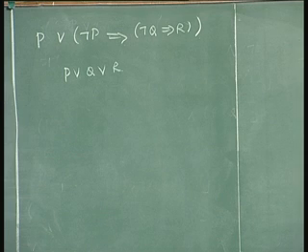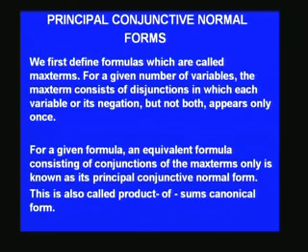Next, we shall consider principal conjunctive normal forms. We shall first define what is meant by a max term. For a given number of variables, the max term consists of disjunctions in which each variable or its negation, but not both, appears only once.